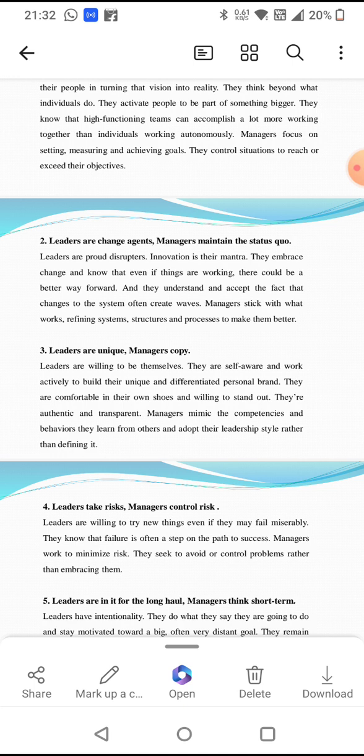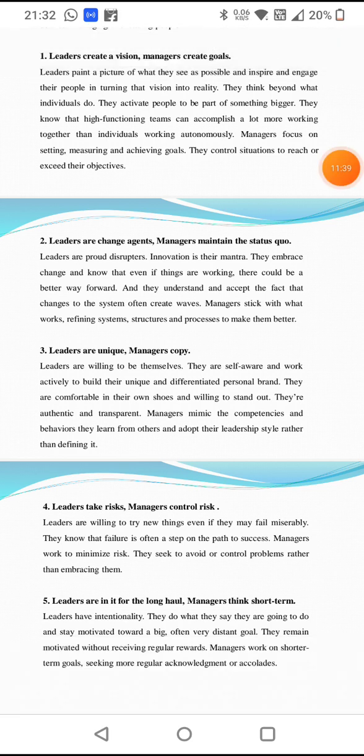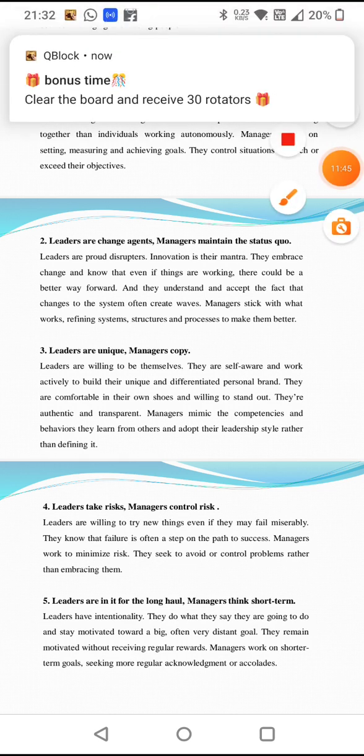Leaders are in it for the long haul. Managers think for the shorter time or for very short duration. So leaders are intentionally doing things for a longer vision, for a better vision. They do what they say they're going to do and stay motivated towards big, often very distinct goals. They remain motivated without receiving regular awards. Managers work on short term goals, seeking more regular acknowledgement and accolades.